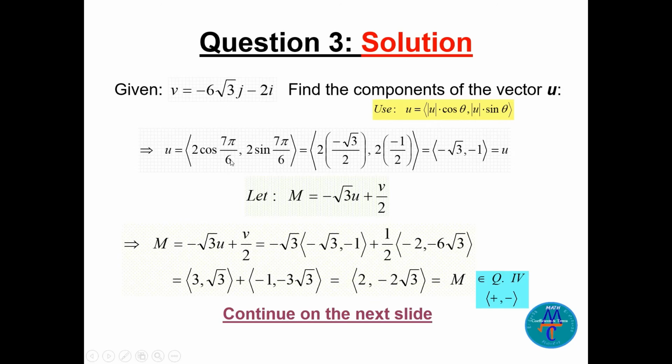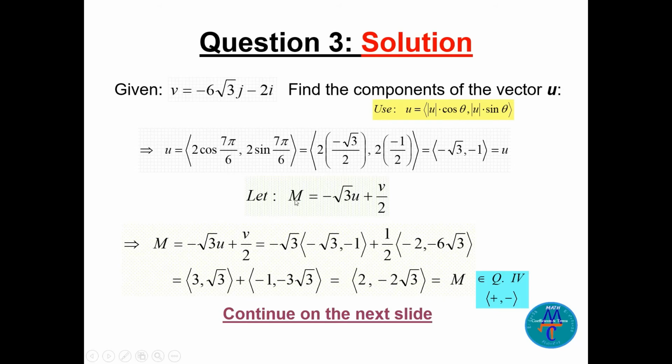7 pi over 6 is an angle in quadrant 3. The cosine of that angle is minus square root of 3 over 2, and the sine of that angle is minus half. So put the numbers here. So u will be minus square root of 3, minus 1. Remember, this is u. v is given, but we have to rearrange it.